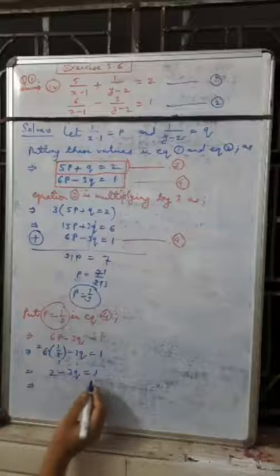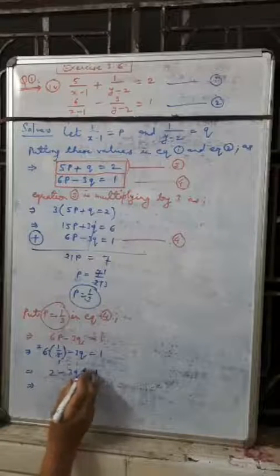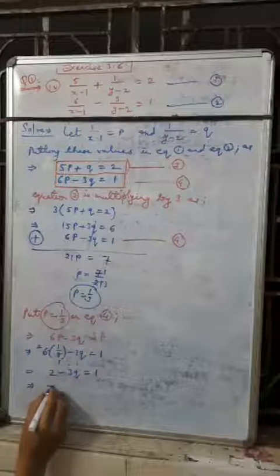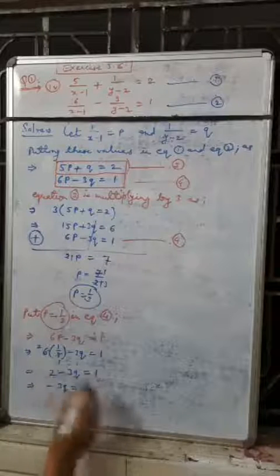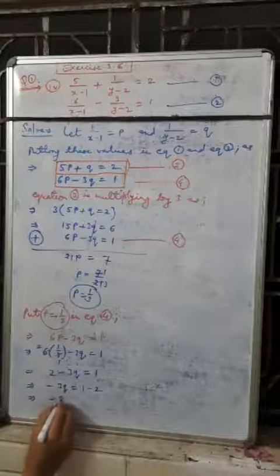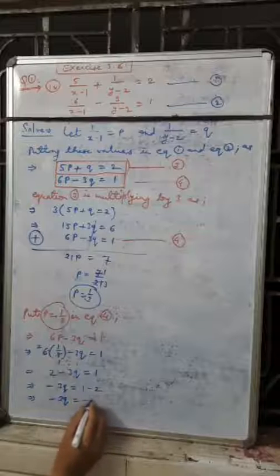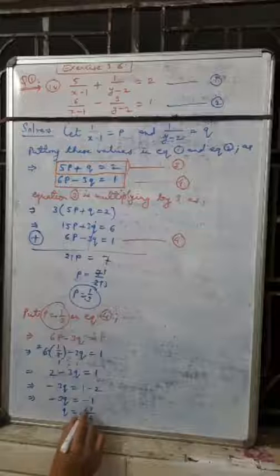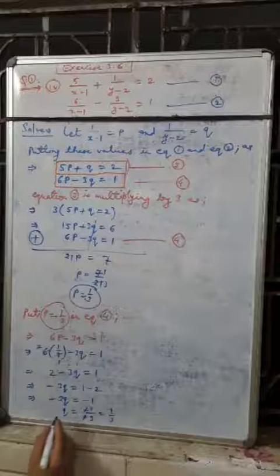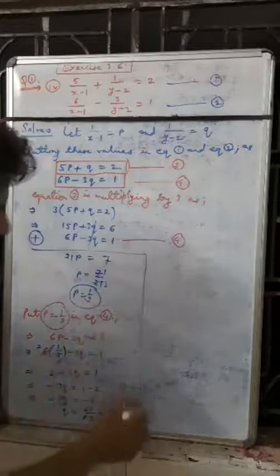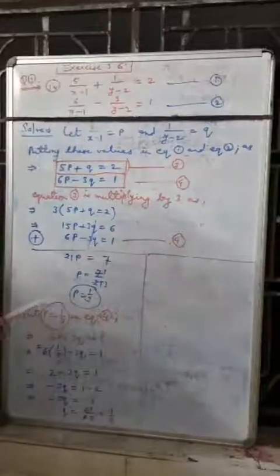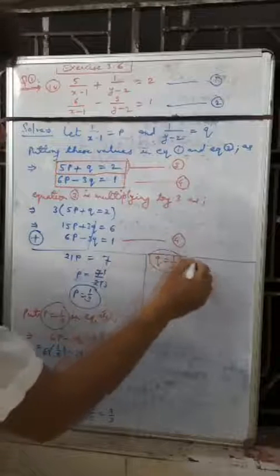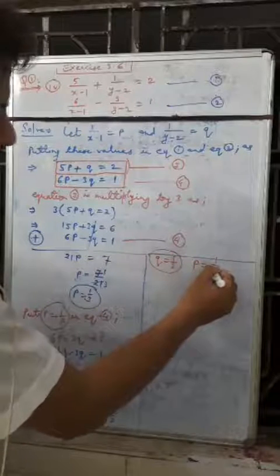So transfer 2 to the right hand side, and 3q to the other side. So minus 3q is equal to 1 minus 2, which is minus 1. So q is equal to minus 1 by minus 3. The minus signs cancel, so we get 1 by 3. The value of q is 1 by 3, and the value of p is also 1 by 3.